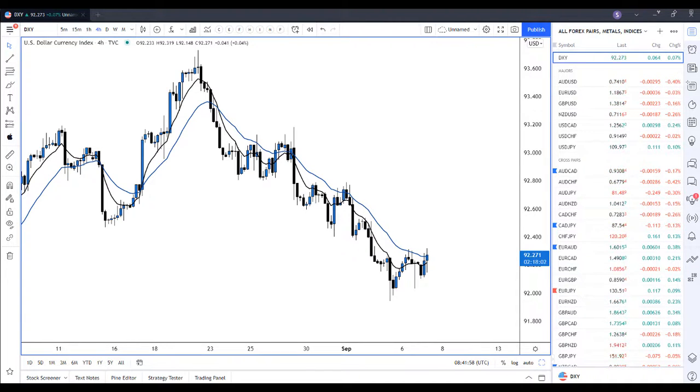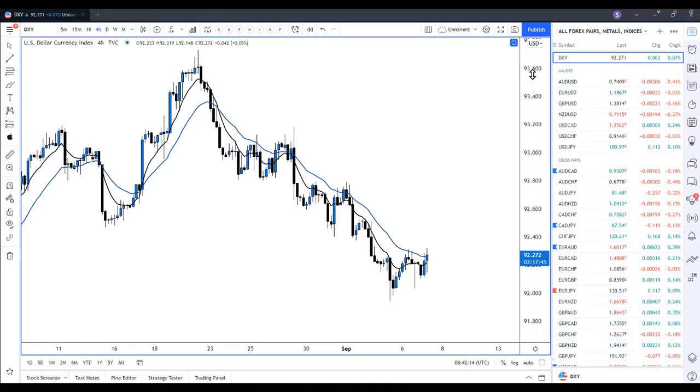No high priority news expected today. We did have some earlier, which was from the Reserve Bank of Australia with an interest rate decision. Interest rates were held at 0.1%, so no change there.